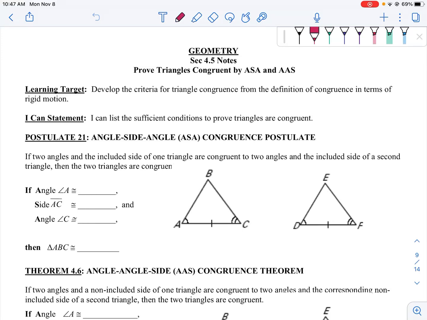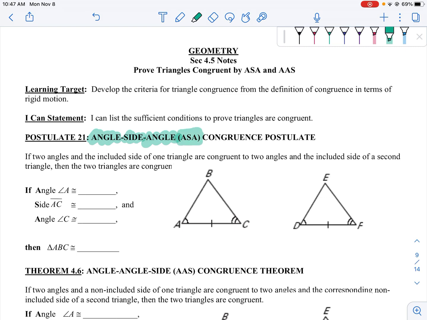All right, ladies and gentlemen, we're going to talk about angle, side, angle and angle, angle, side. So continuing with triangle congruence, we started with side, side, side. Then we did side, angle, side, and hypotenuse leg. Now we've got a couple more. So the first one is angle, side, angle. ASA is our abbreviation.